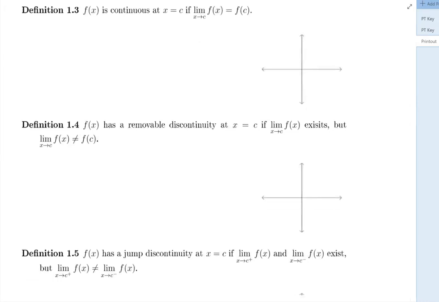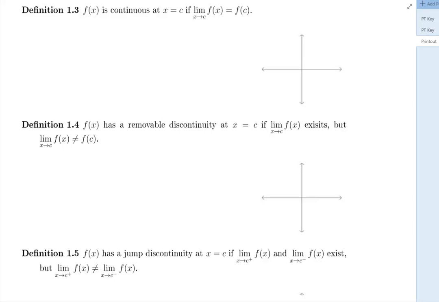f of x is continuous. The definition of a function being continuous at c is if the limit as x goes to c of f of x is the same as f of c. That's the official definition, the classical definition in calculus of what it means to be continuous. It's not exactly how I explained it to you in pre-calc.